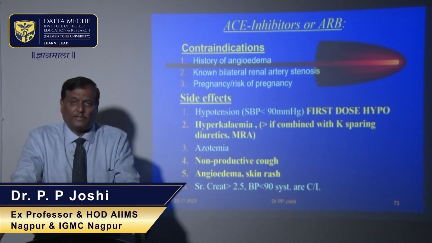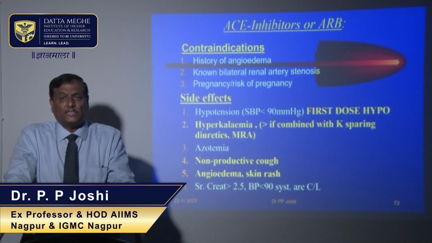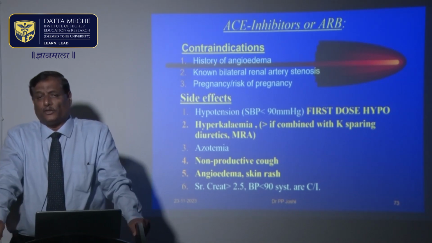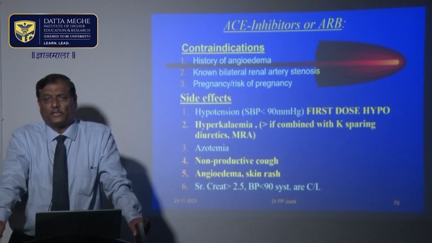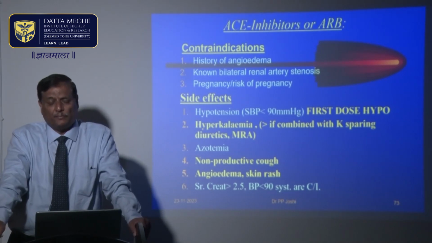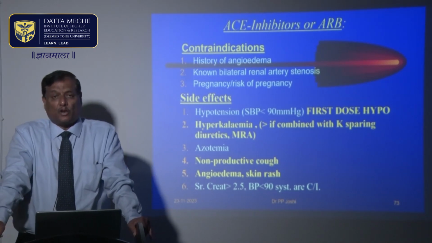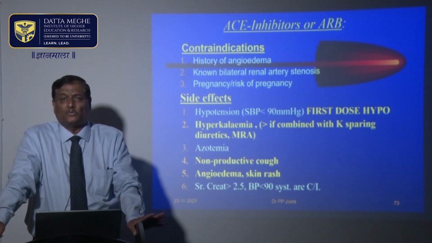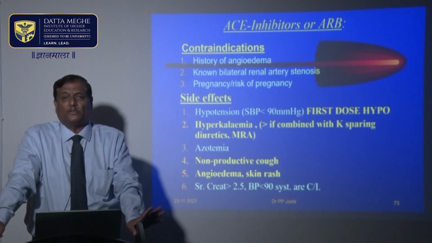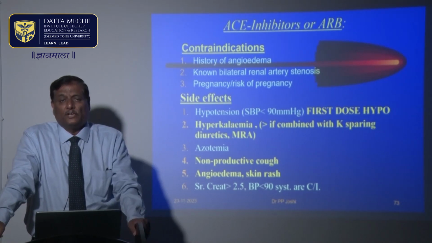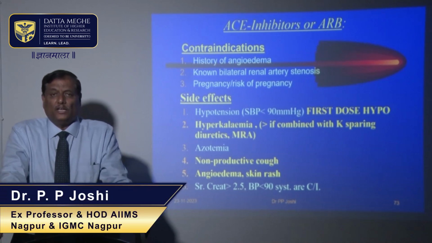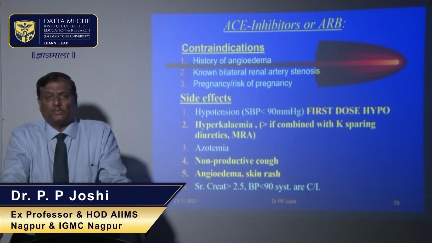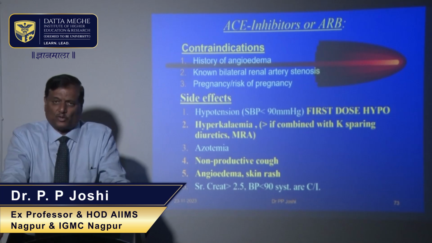We have seen about 5 to 10% of patients who are put on ACE inhibitors develop a non-productive cough. This is a side effect, angioedema and non-productive cough. These are two side effects which are very peculiar to ACE inhibitors, not seen with ARBs, and therefore patients on ACE inhibitors who develop angioedema or who develop chronic non-productive cough, which is many times distressing for the patient, can be shifted to angiotensin receptor blockers, which do not cause angioedema and do not cause cough.